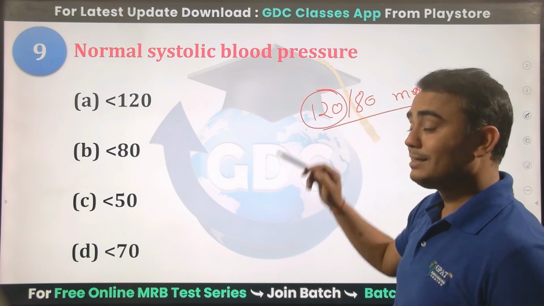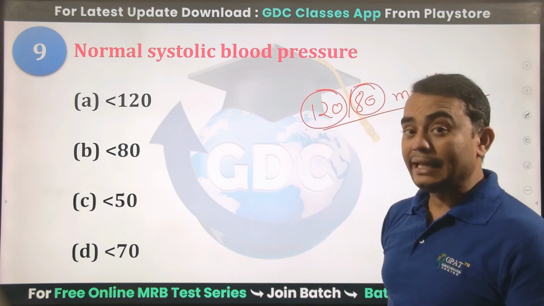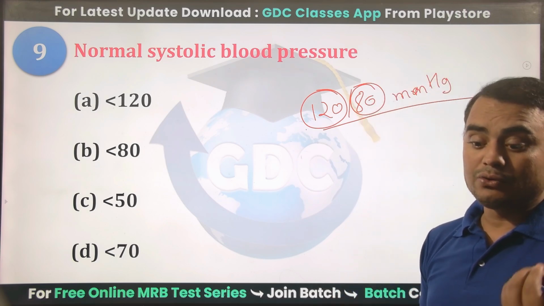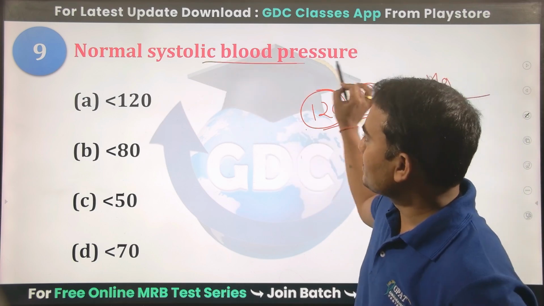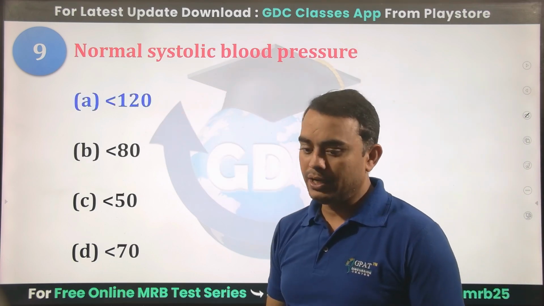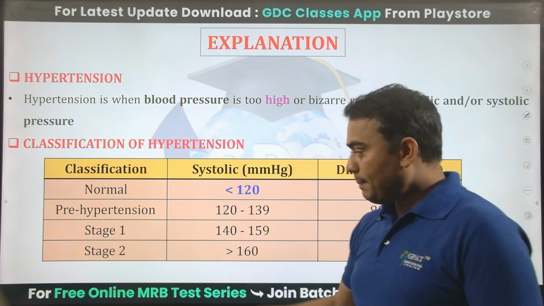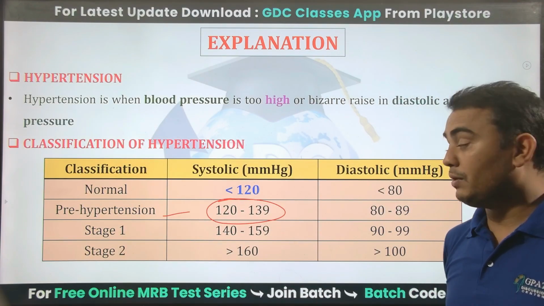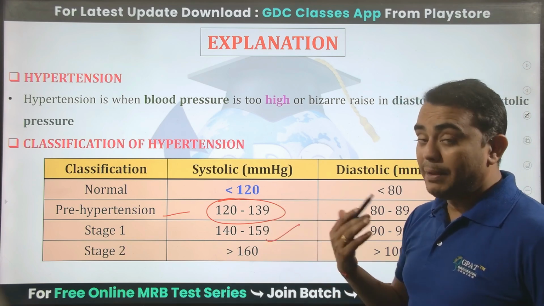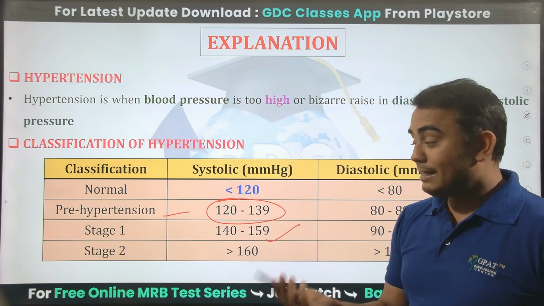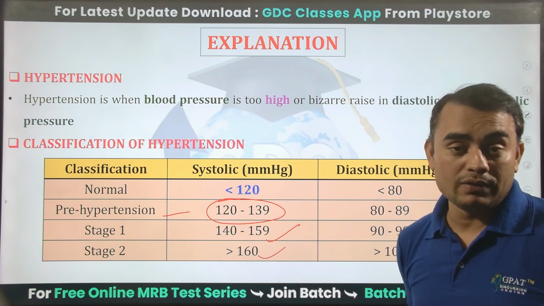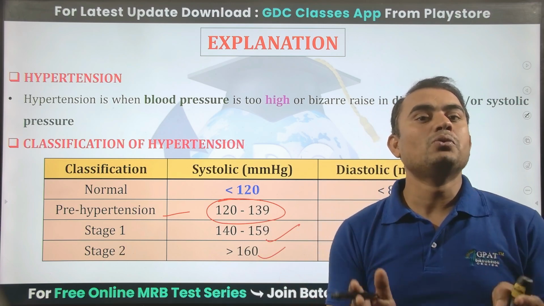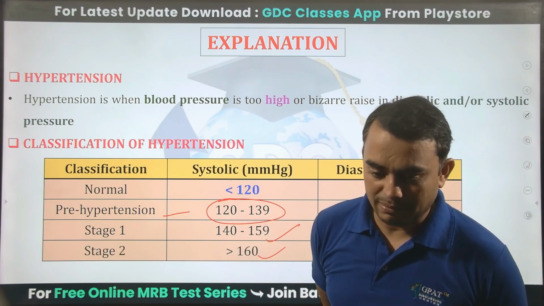Here 120 is the systolic blood pressure, 80 is the diastolic blood pressure. If the BP increases from this level, it will lead to hypertension. So always normal systolic blood pressure should be less than 120. Apart from that, in the pre-hypertension stage, the systolic blood pressure is in the range of 120 to 139. In stage 1 hypertension, 140 to 159, and in stage 2, more than 160. And in a hypertensive emergency, the systolic blood pressure will be more than 180. Okay.